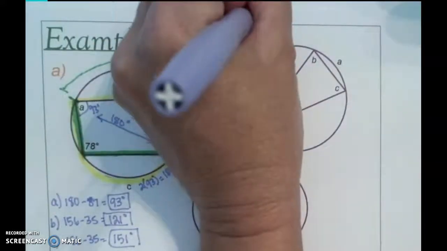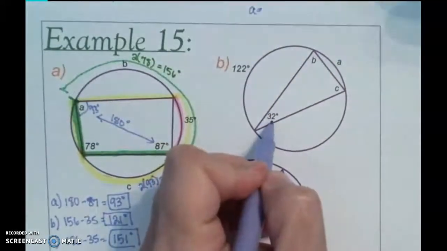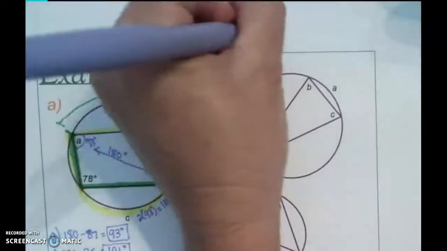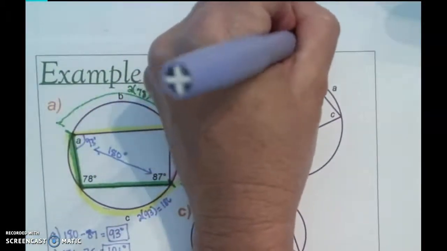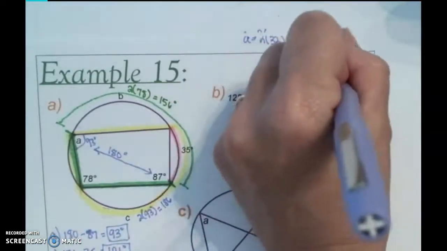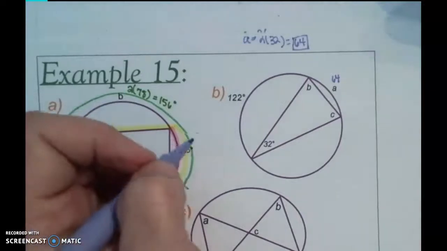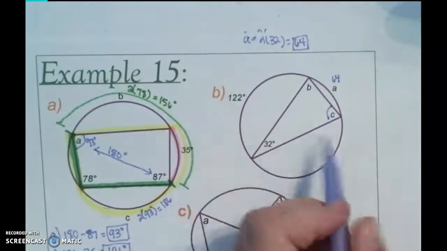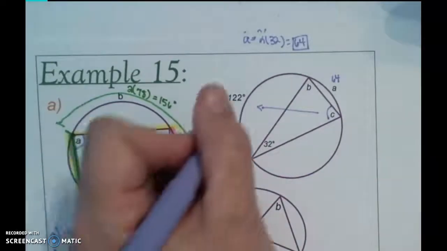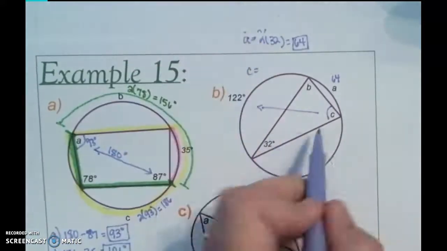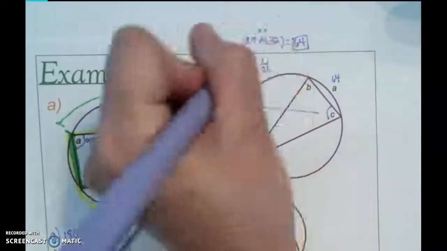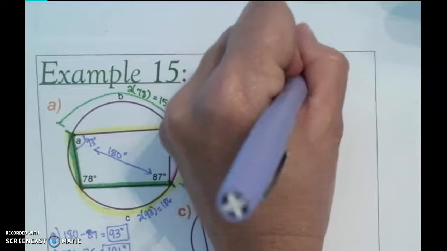If it's inscribed, remember we double it to get our arc. So we're going to say 2 times 32 to give us 64. And then I look at angle C, and I see that I know the arc across from it. So I'm going to work backwards just a little bit. If I know the arc and I've got an inscribed angle, I want to do half of the arc. So half of 122 to give us 61.